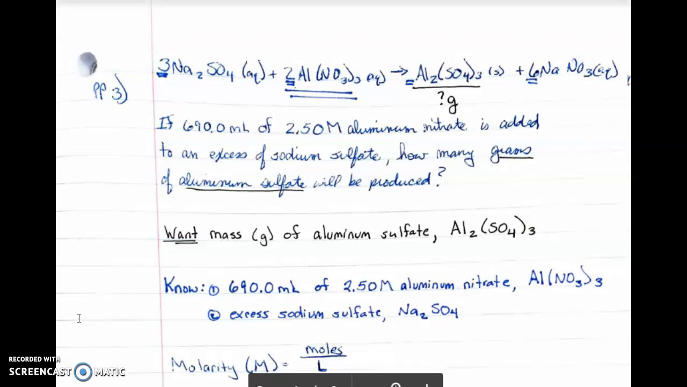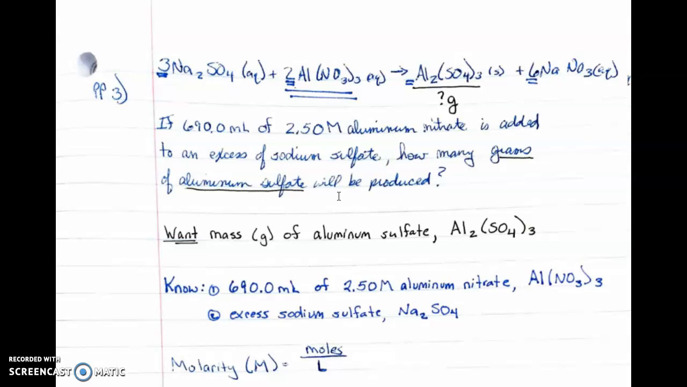Given in the problem is this chemical equation where we have 3 moles of sodium sulfate, and we want to add that to 2 moles of aluminum nitrate to form aluminum sulfate and sodium nitrate. And then in the problem it gives you the rest of the information. If we take 690 milliliters of a 2.50 molar aluminum nitrate solution and add that to an excess amount of sodium sulfate, we want to know how many grams of aluminum sulfate will be produced.